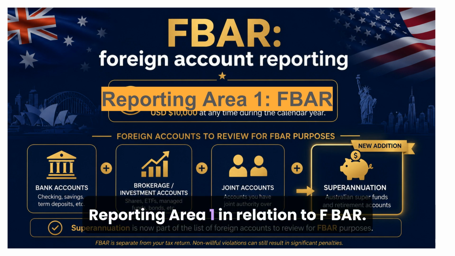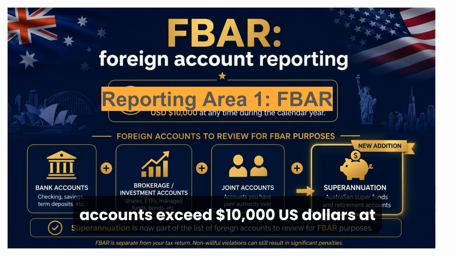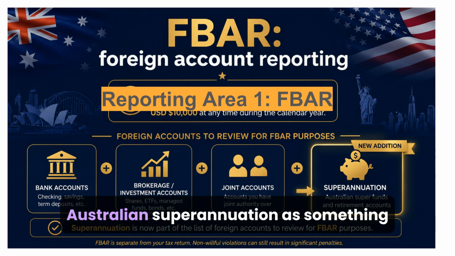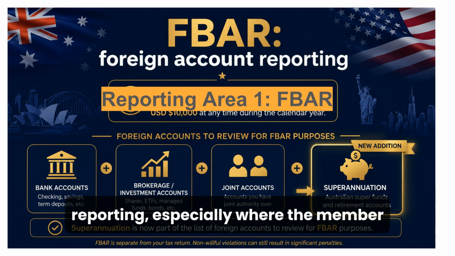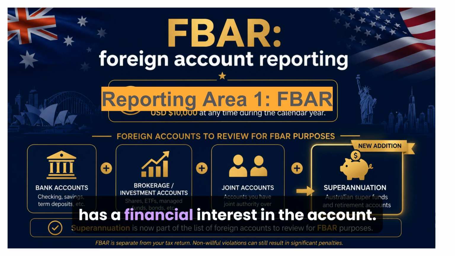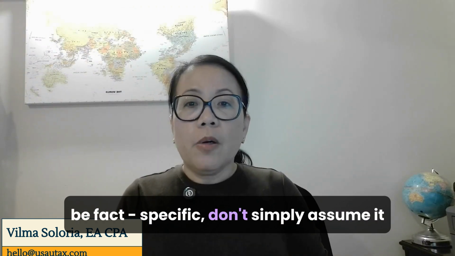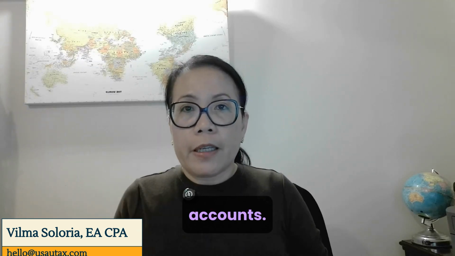Reporting Area 1, FBAR. For US persons, FBAR may apply where the total value of foreign financial accounts exceeds 10,000 US dollars at any time during the calendar year. Many US tax professionals treat Australian superannuation as something that should be reviewed for FBAR reporting, especially where the member has a financial interest in the account. Because superannuation treatment can be fact-specific, don't simply assume it is outside FBAR. Review it with your other foreign accounts.